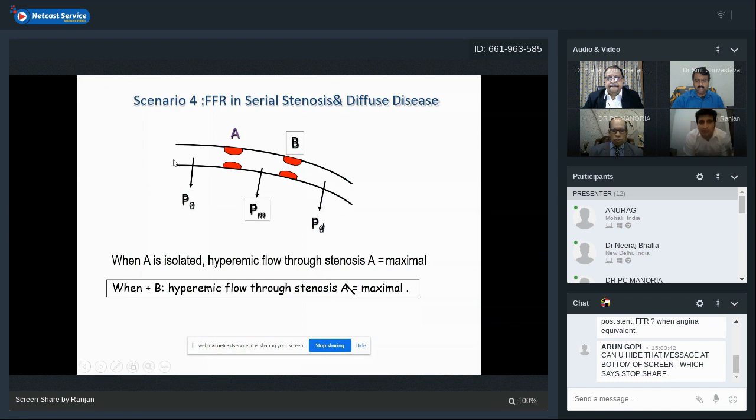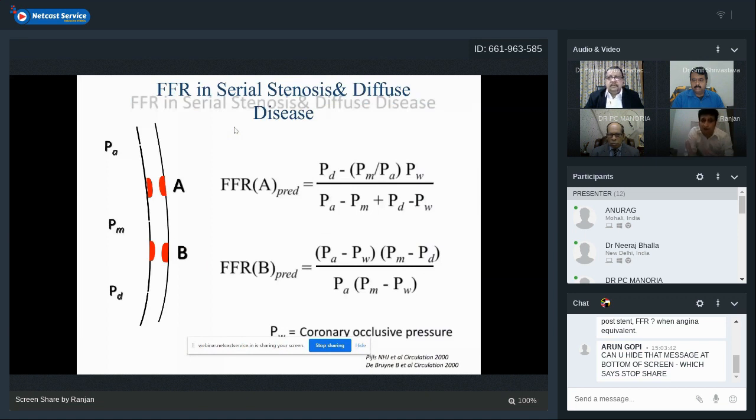So now, the example which is quoted, there is a block which is A and there is a block which is B. So you could have a proximal, mid and distal. There are three pressures. But unfortunately, you just can't add. This is the formula which tells us how to predict the FFR of proximal and distal. My purpose of putting this slide is to tell that we have taken medicine because we didn't like physics. So doing this formula is extremely difficult and nearly impossible for all of us.